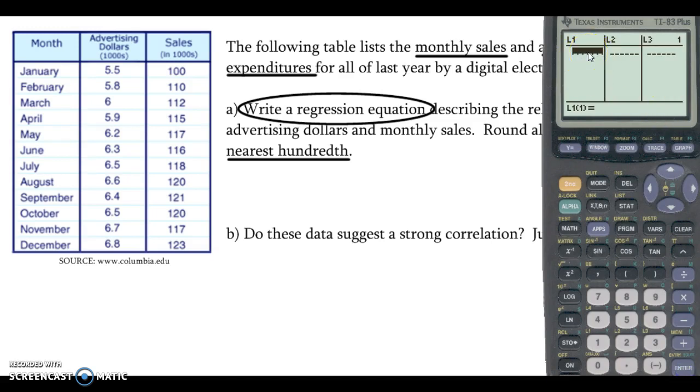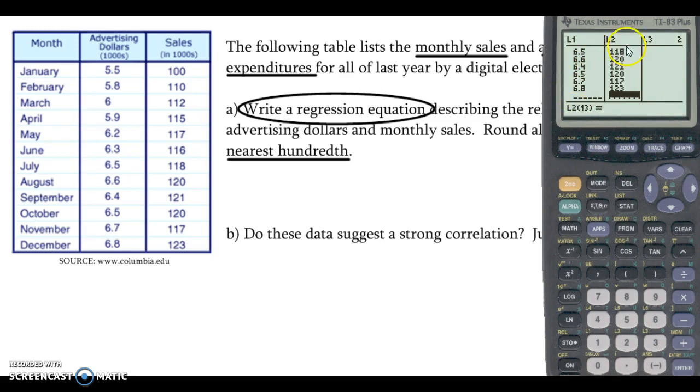Now in L1, we usually put the independent variable, the X variable, and that's the first one that's given, advertising dollars. So that information goes in L1. In L2, we're going to put the numbers for sales. Go ahead and do that on your calculator, pause the video, and then unpause it when you're done.